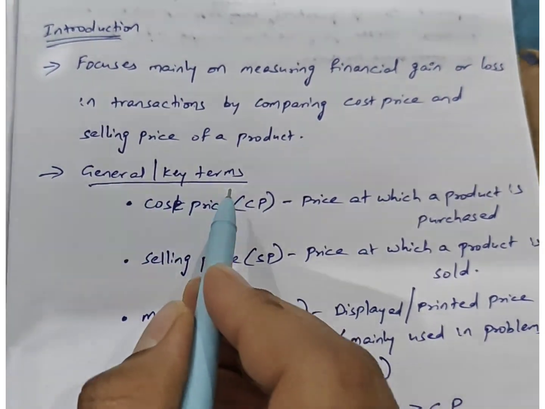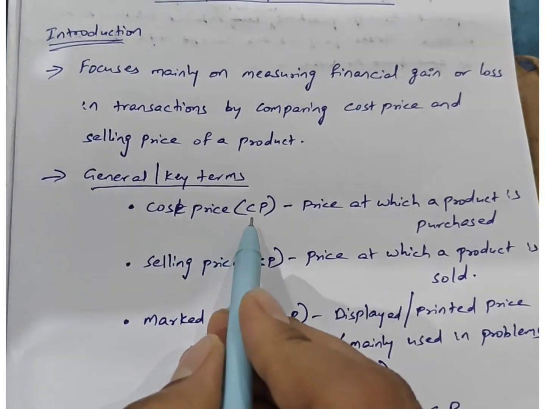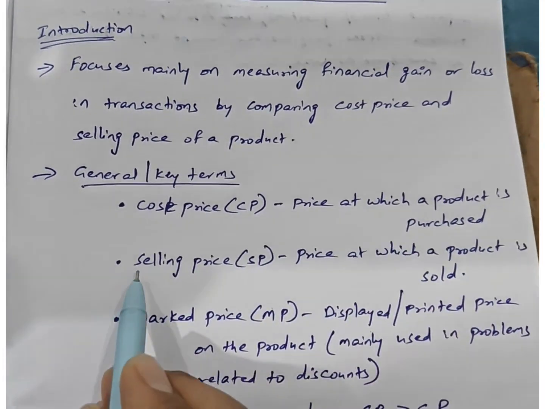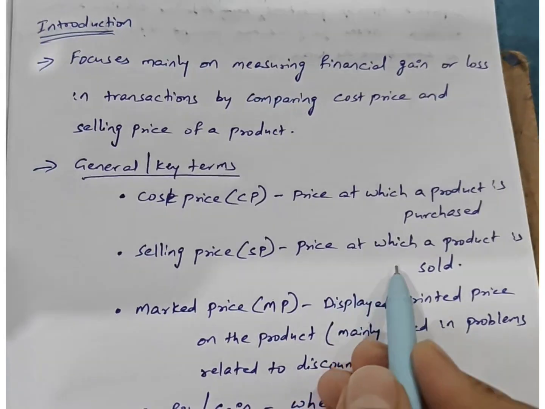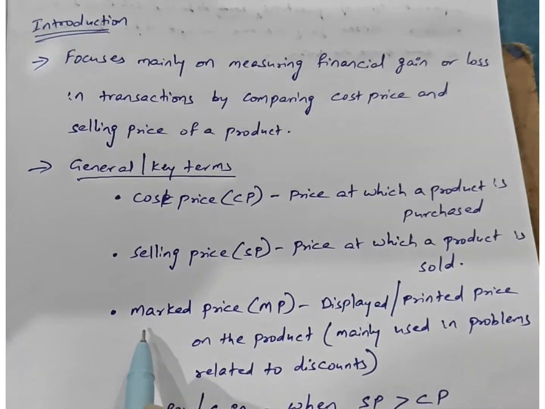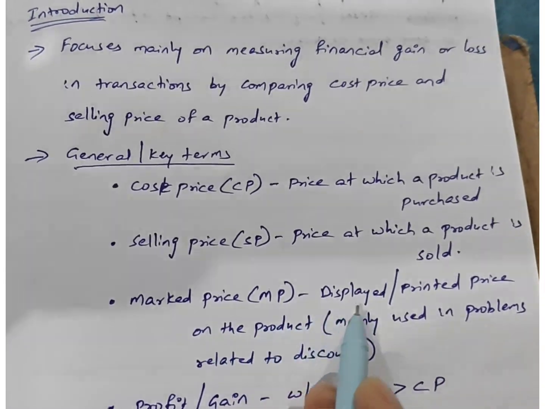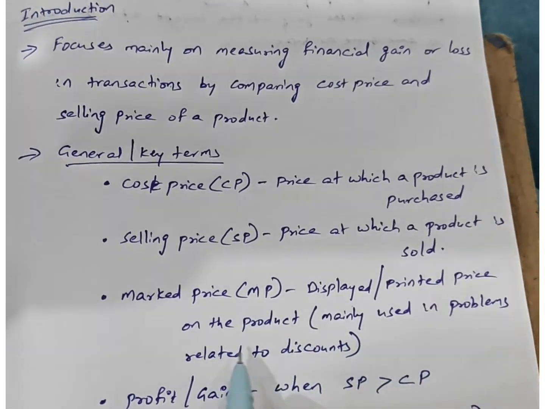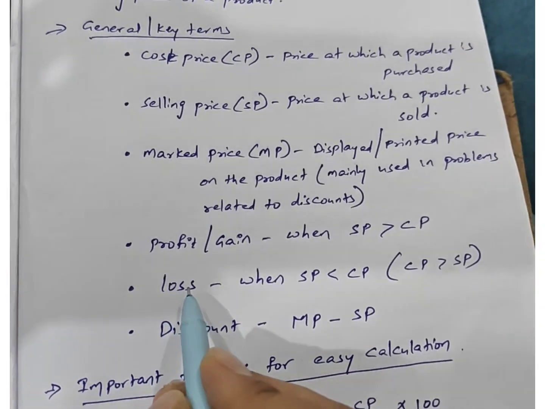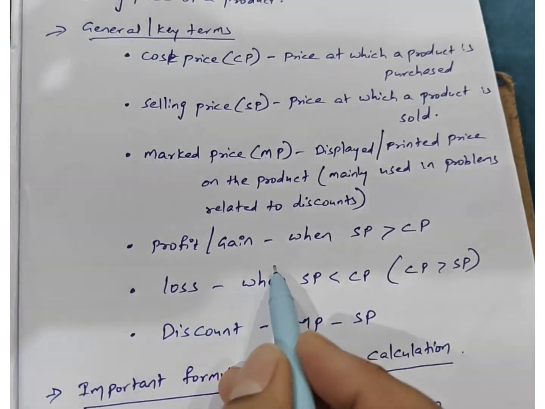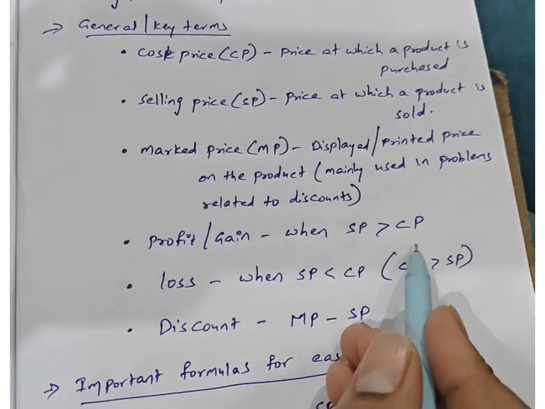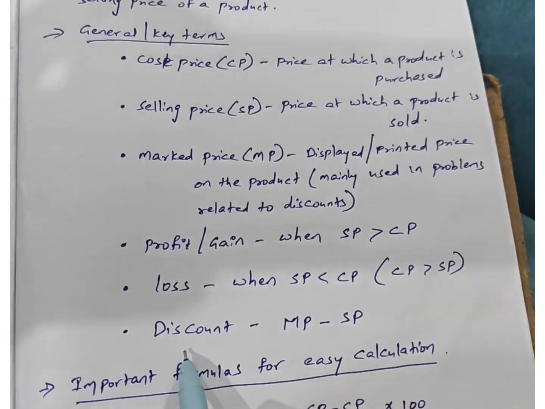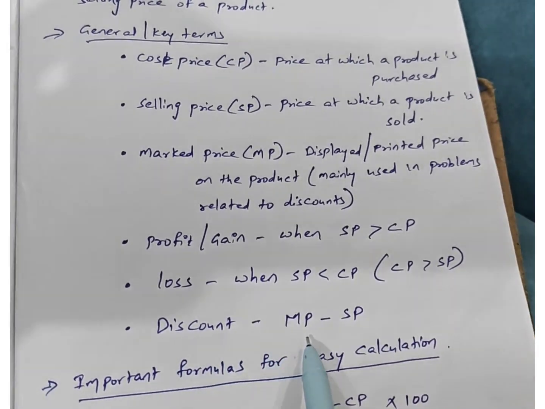Cost price, the price at which a product is purchased. Selling price, price at which a product is sold. Market price, displayed or printed price on the product. This is mainly used in problems related to the discounts. Profit or gain occurs when the selling price is greater than cost price. Loss occurs when the selling price is less than cost price. Discount is equal to the market price minus selling price.